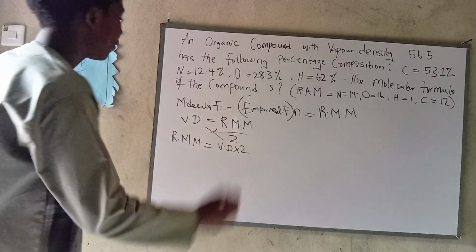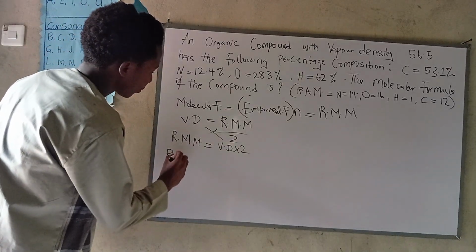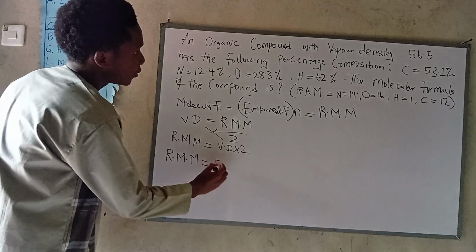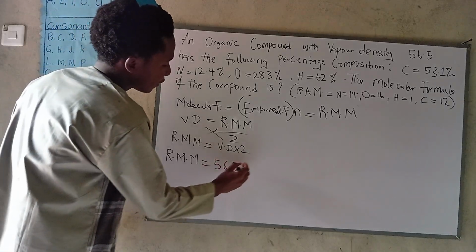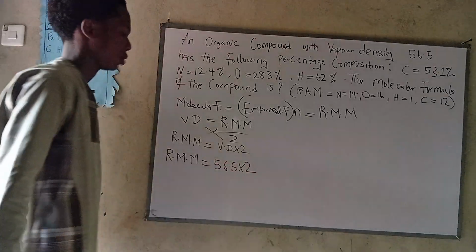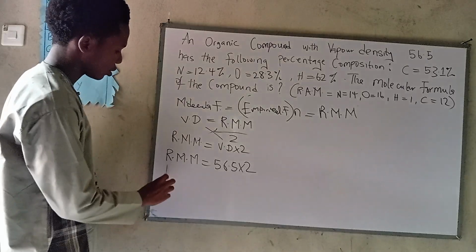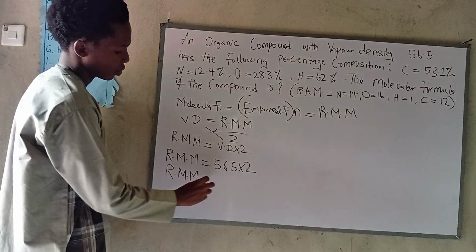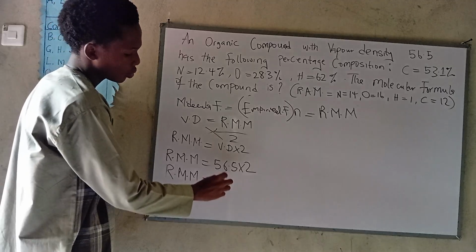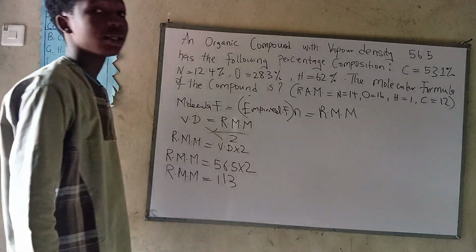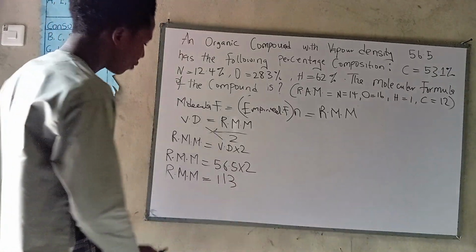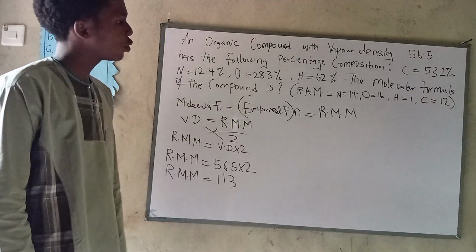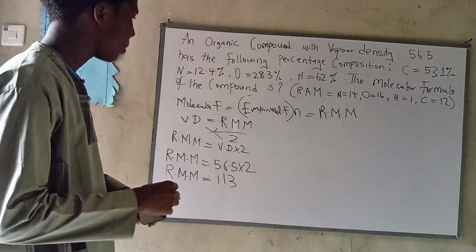So now we're giving vapor density. So relative molecular mass will be equal to 56.5 times 2, to give us what? It will give us 113. Okay, now since we have gotten the relative molecular mass, what do we do next? We have to find our empirical formula.